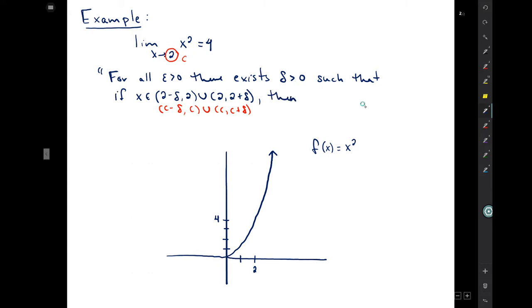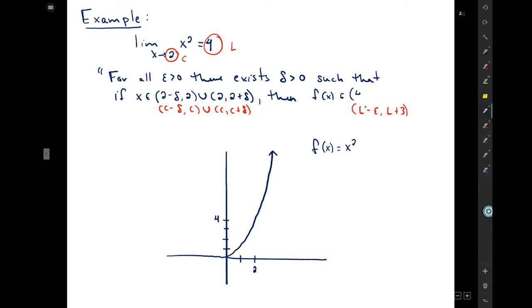Then f of x is in, and if we think back to what's in our definition, we had L minus epsilon, L plus epsilon. And so we look back at the problem that we're working on right now, and we say, oh, there's my L. So I have 4 minus epsilon and 4 plus epsilon.